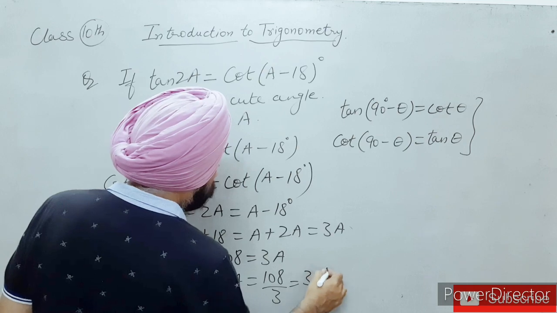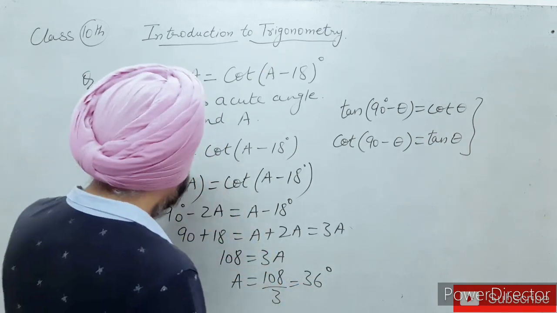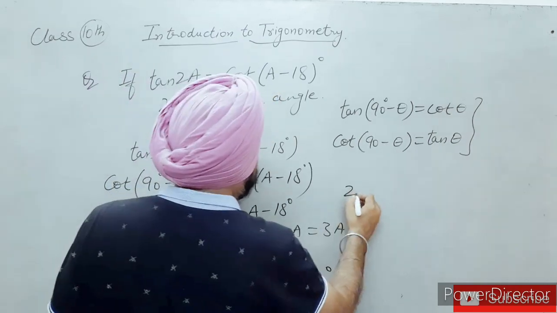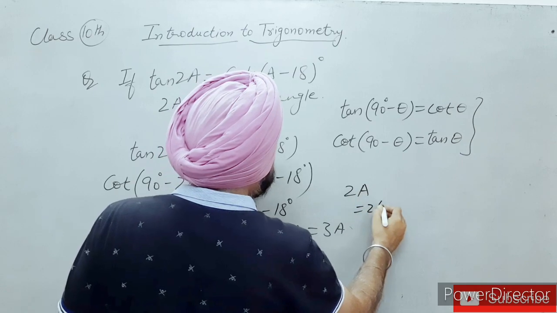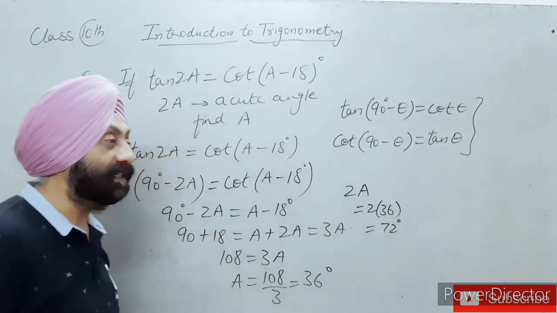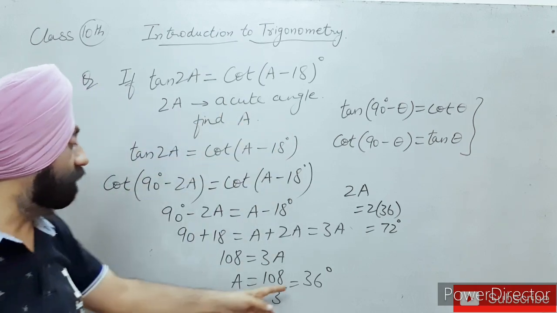3 3s are 9, and so 36 degrees. A is 36 degrees. Now I can verify that 2A is an acute angle or not. 2 into A, that is 2 into 36, is equal to 72 degrees. It is less than 90 degrees, so it's an acute angle. I checked for it. So the value of A is 36 degrees.